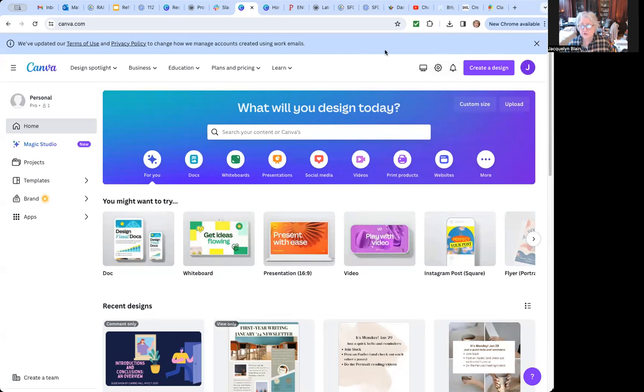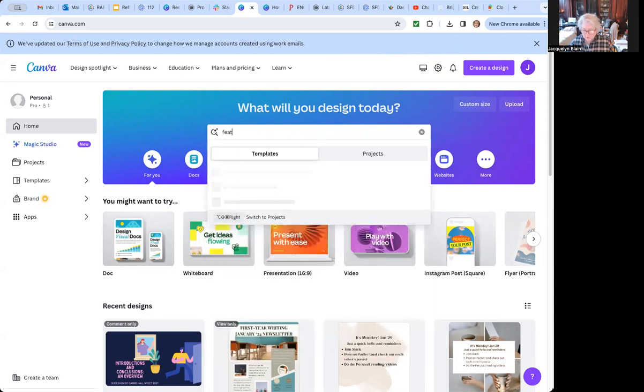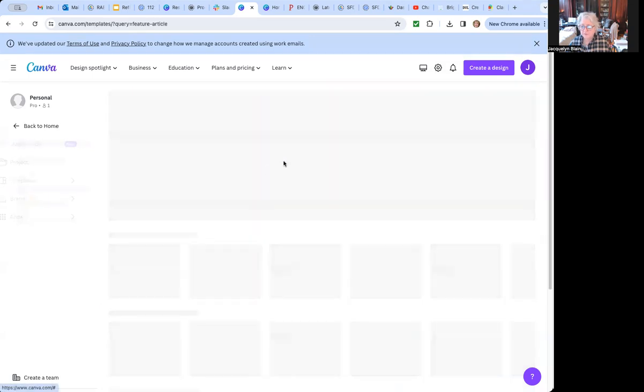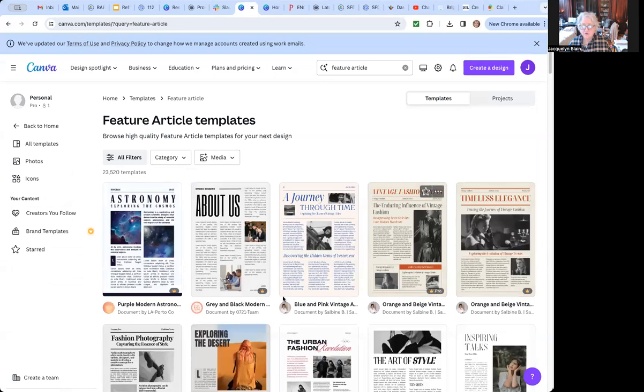Canva is free to use. You just sign up. It does have some costs if you choose to do it that way, but you can avoid it if you want to. And the thing that you want to look for with these is feature article template.